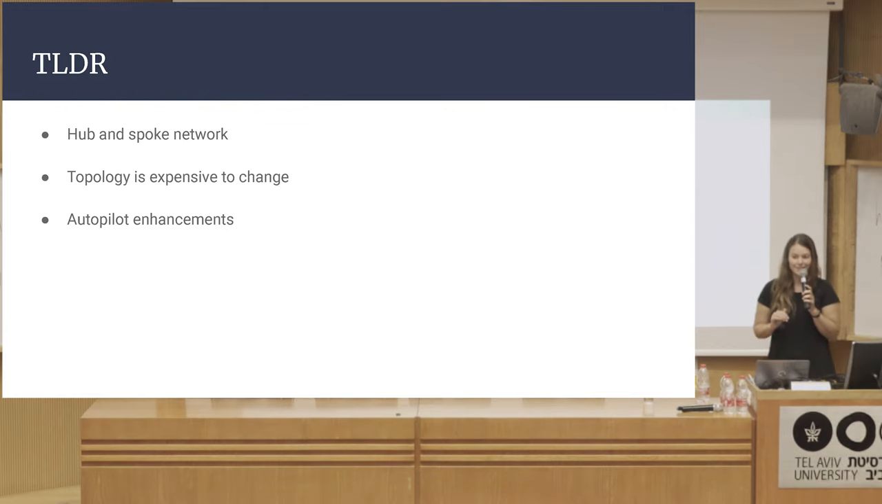Yeah, so TLDR, Lightning Network, it looks like it has a hub and spoke topology at the moment. This topology is pretty expensive to change. And I think that some really nifty autopilot enhancements could really improve the way that we open and close channels to both improve the health of this network and decrease the on-chain footprint of the Lightning Network.